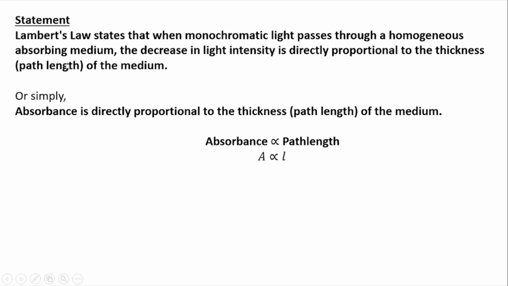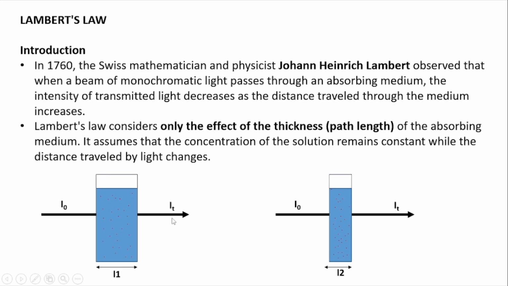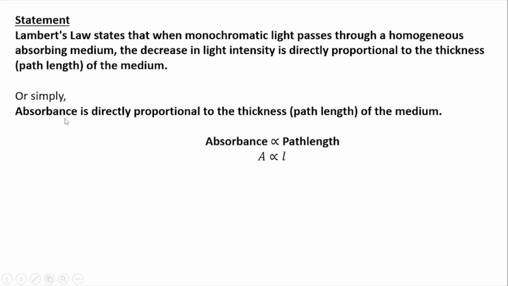The statement of Lambert's law is that when monochromatic light passes through a homogeneous absorbing medium, the decrease in light intensity is directly proportional to the thickness or path length of the medium. In other words, absorbance is directly proportional to the thickness or path length of the medium. That means absorbance is directly proportional to path length. Capital A is directly proportional to L.